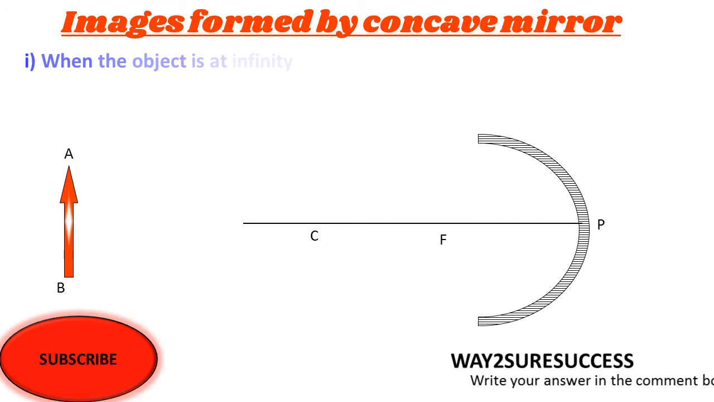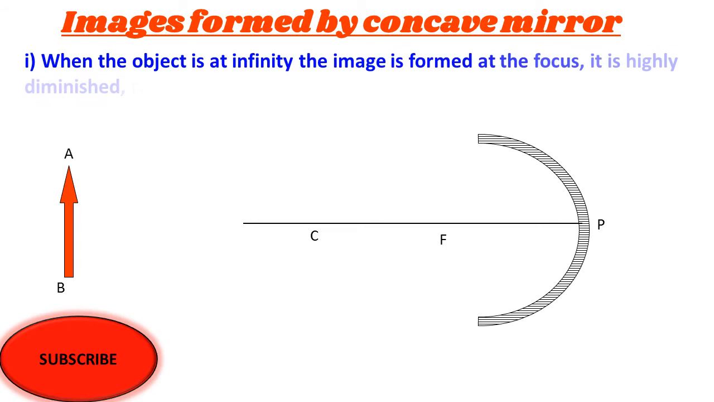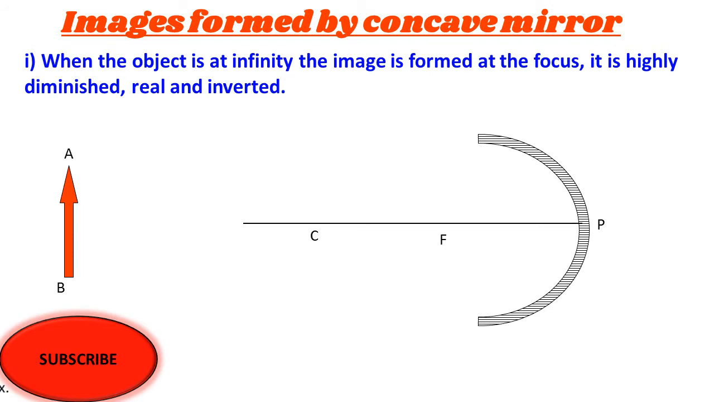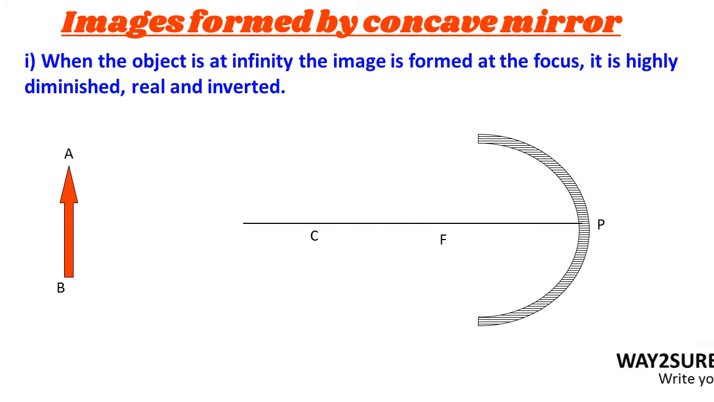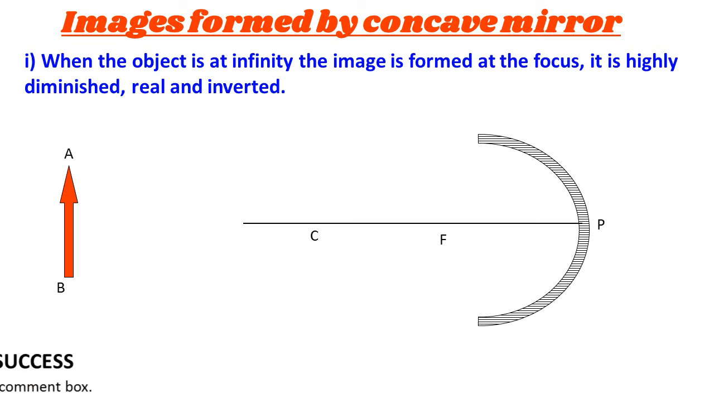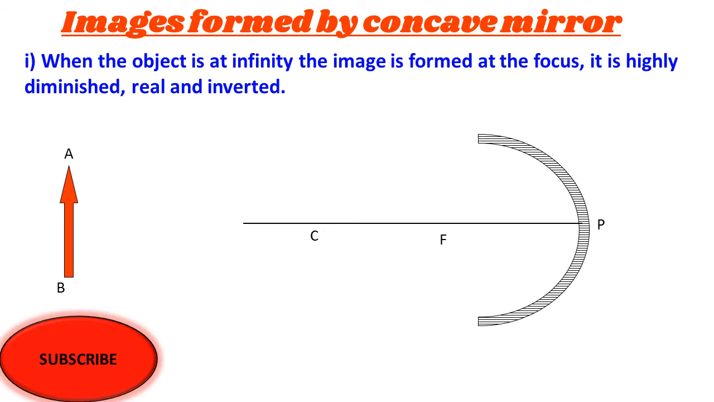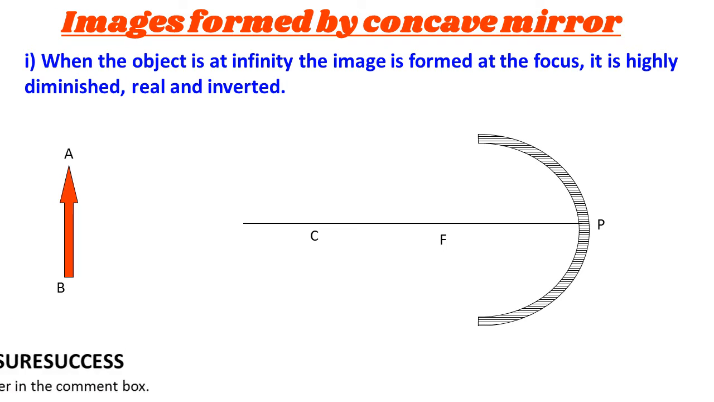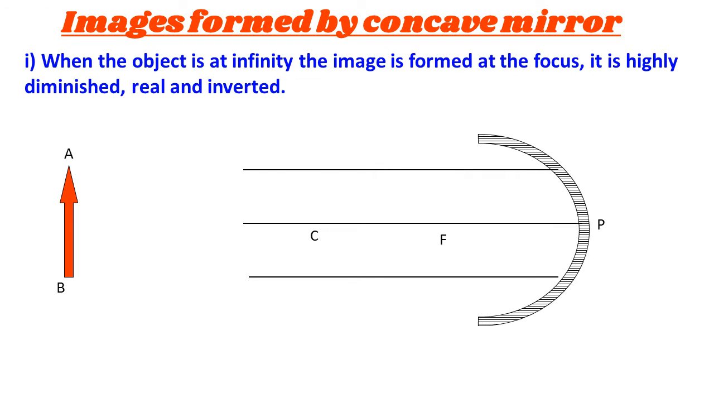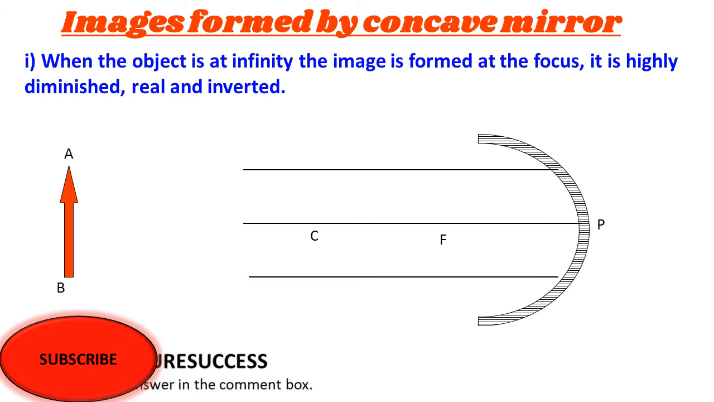In the first case, when the object is placed at infinity, check the diagram. From the infinity, AB is the object. From there, two light rays parallel to the principal axis are coming and falling on the concave mirror. Now, according to the rules of formation of image, the light rays will reflect back through the focus. Means two reflected light rays will meet at focus.